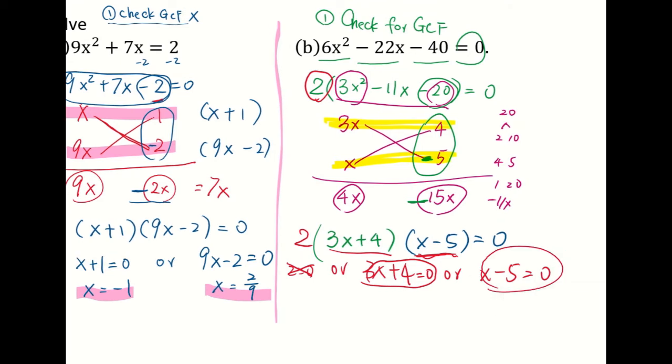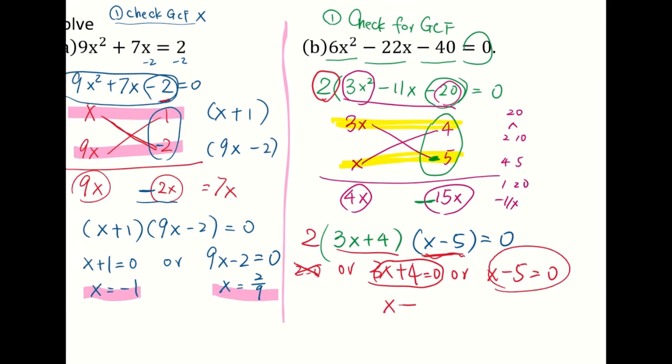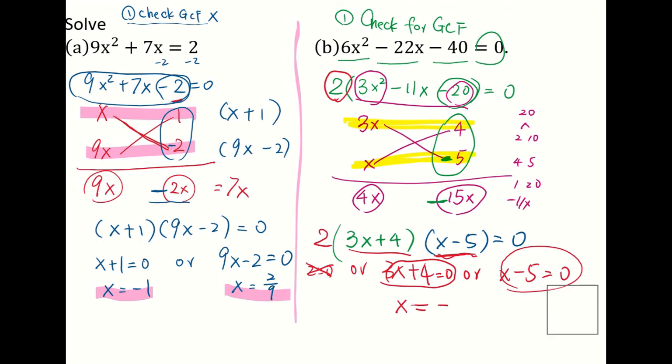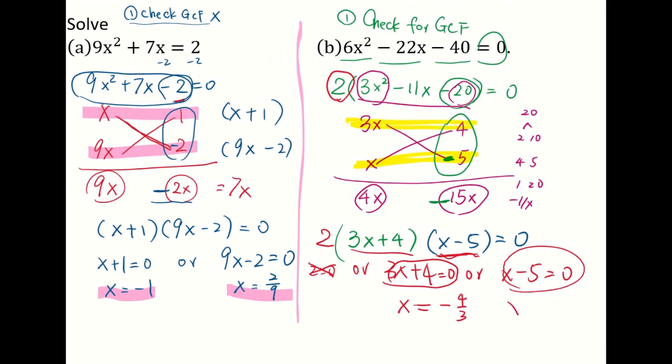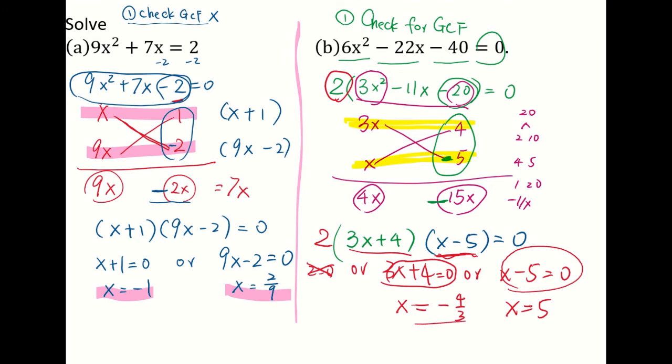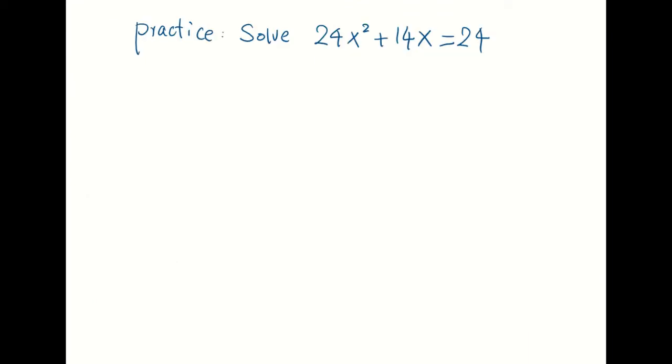Solve for each of these two equations. We'll have x is either negative 4 over 3 or x is equal to 5. So we have two solutions here, negative 4 over 3 and 5. On your own, I want you to solve this equation, and I'm going to review the answer in 3, 2, 1. Okay. To solve this equation, first we want to make one side equal to 0 first.